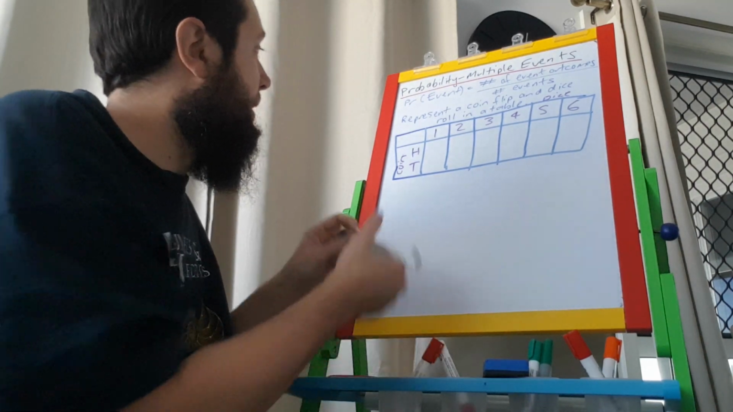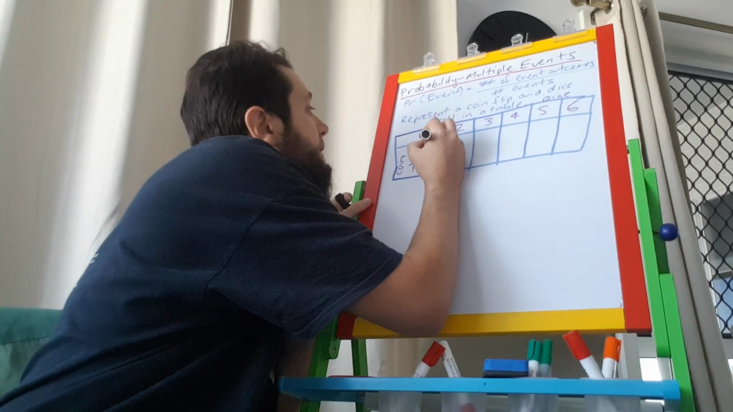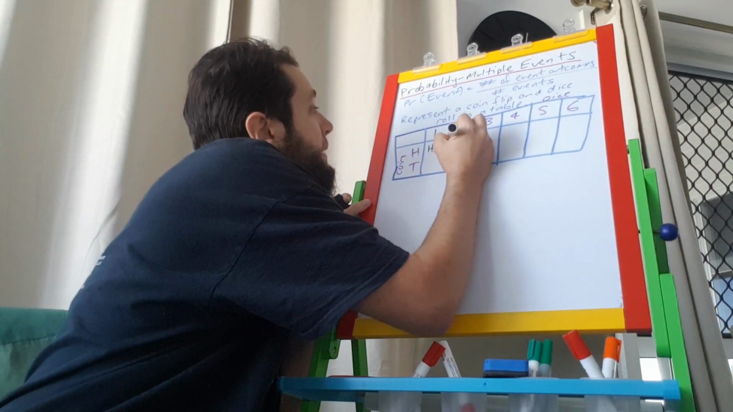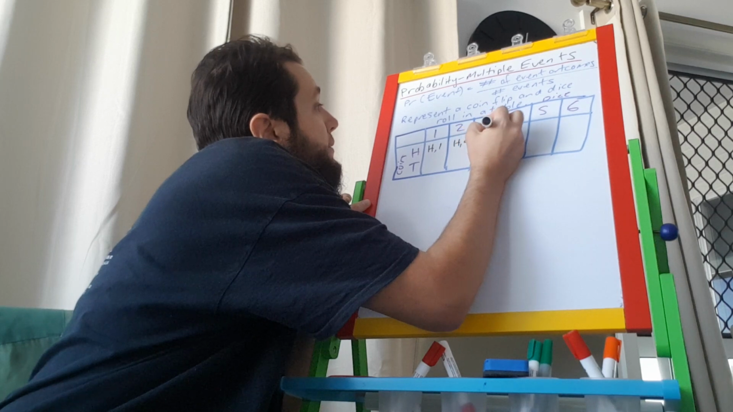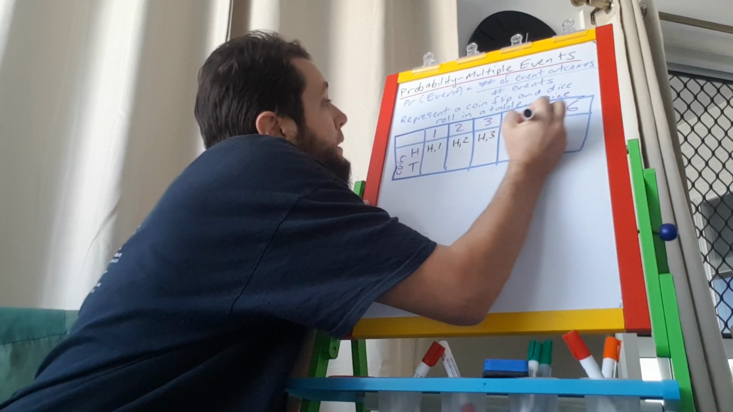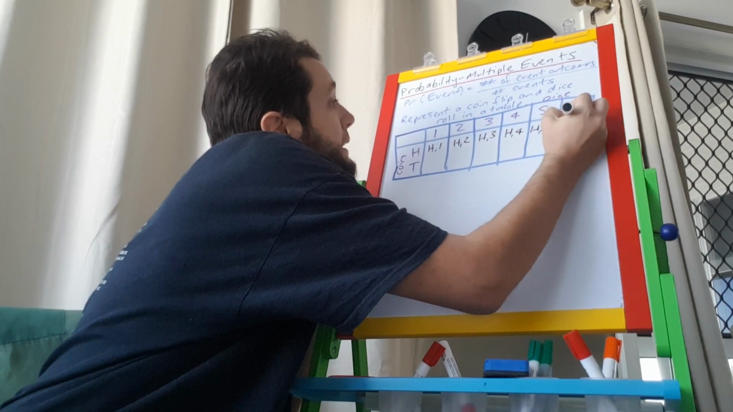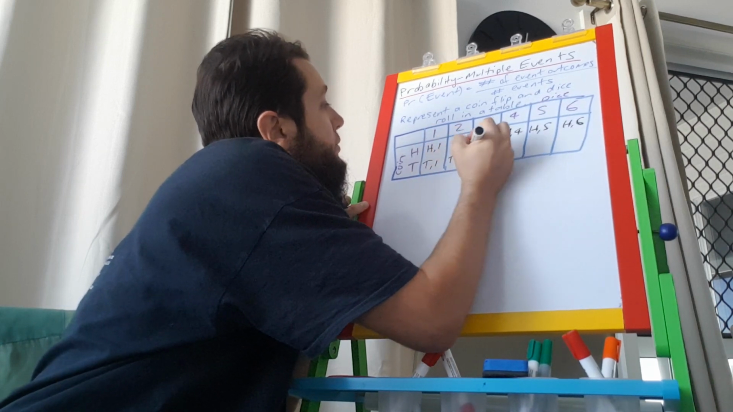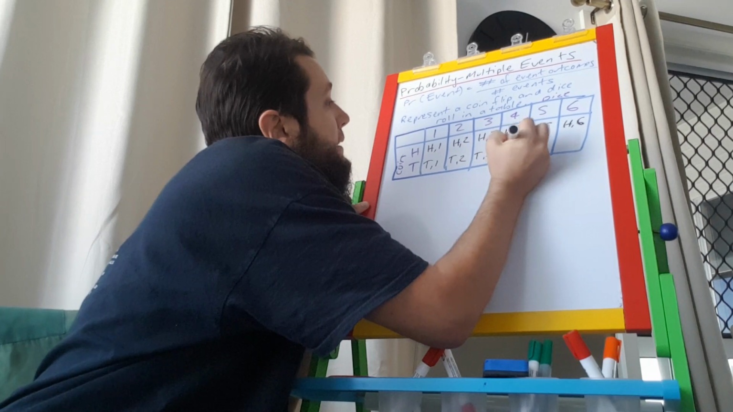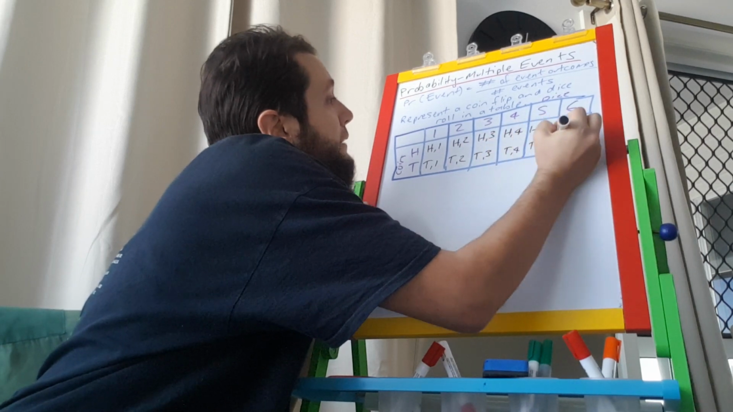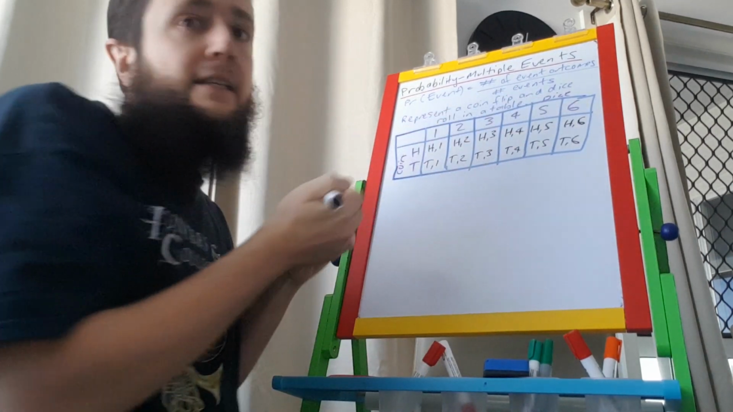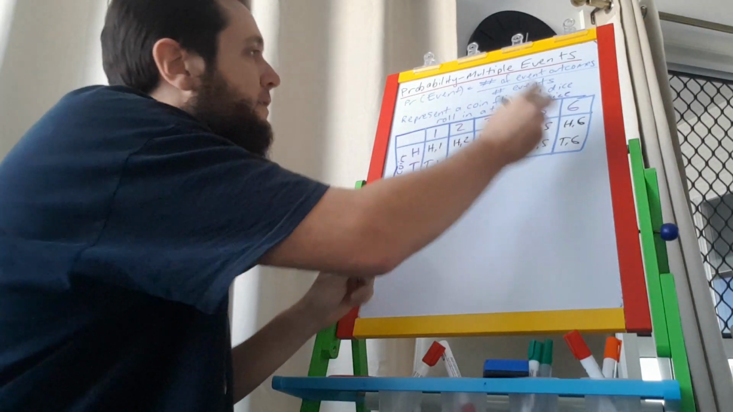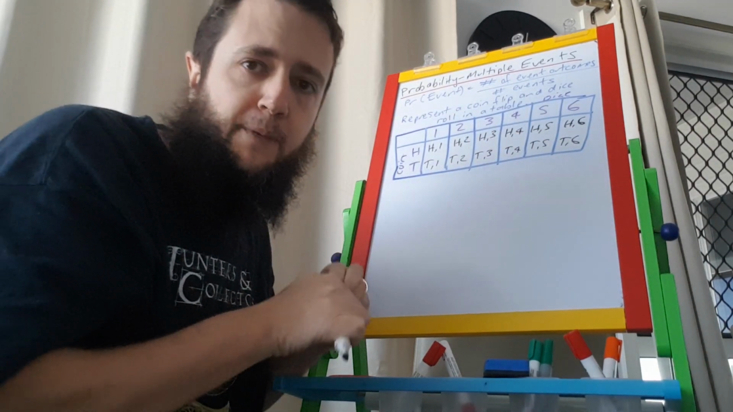So I'll use black. So we can get a heads and 1, heads and 2, heads and 3, a heads and 4, heads and 5, heads and 6, then tails and a 1, tails and a 2, tails and a 3, tails and a 4, tails and a 5, tails and a 6. That's the sample space. That there. All of those options are the sample space.